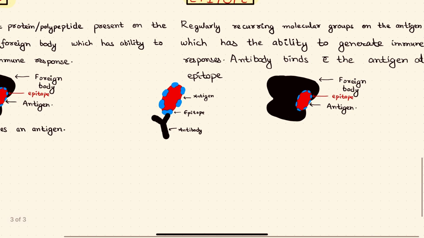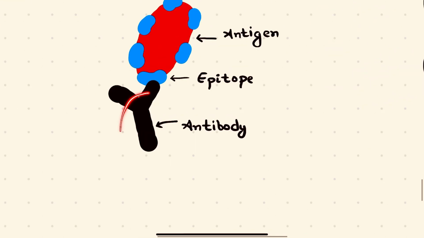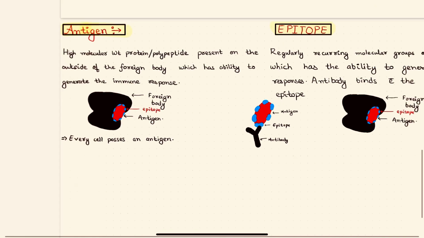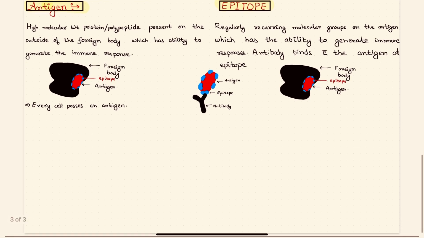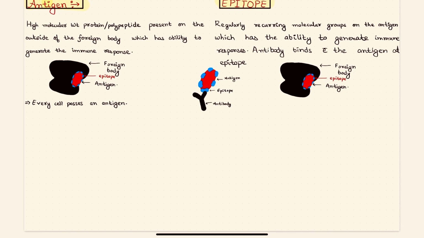And antibody binds with this antigen. You can see this is antibody and this is antigen. So the place on the antigen where antibodies get bound, that particular place is the epitope. So what are epitopes? Epitopes are nothing but regularly reoccurring molecular groups via which antibodies get attached. That means they are responsible for generating the immune response.